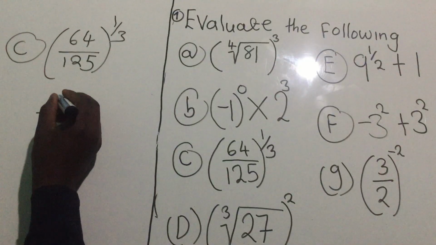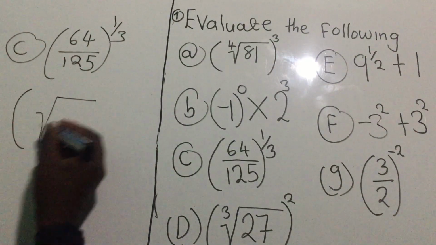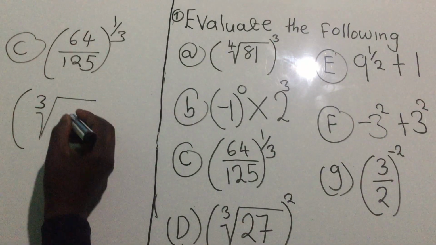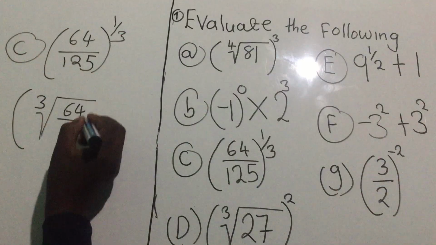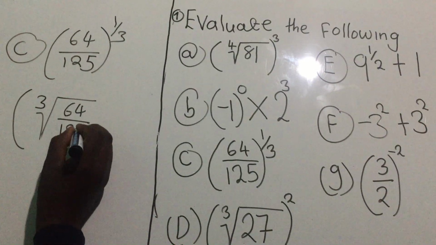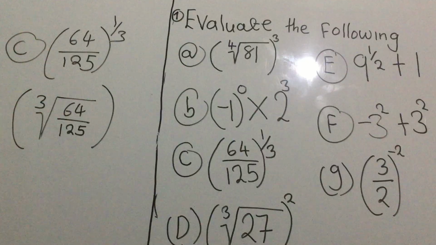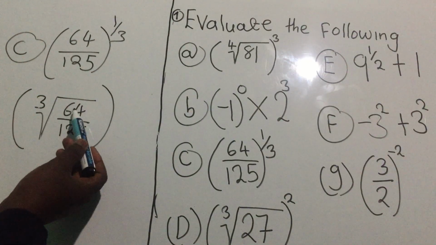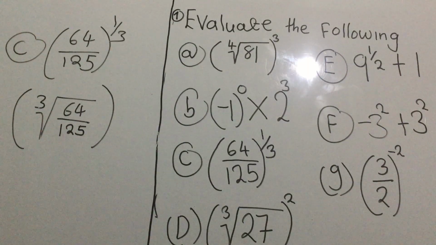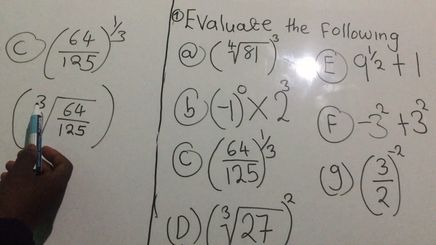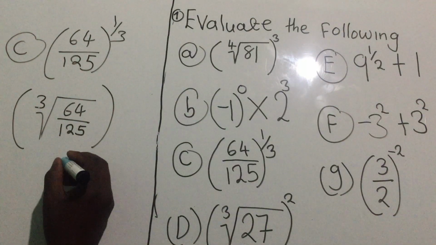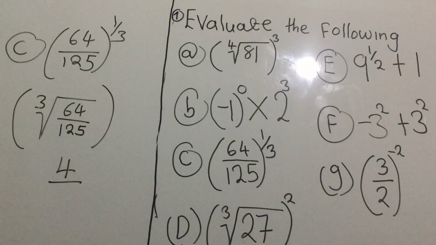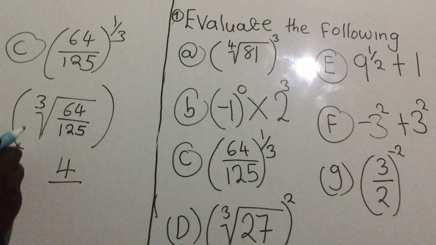The root, like this. Have you seen what I've done? You get this 3, you put it outside there. You get this 64 over 125. Then you close. Then you ask yourself, which number can I multiply 3 times to get 64? And that number is 4. So if you multiply 4 3 times, you get what? 64.